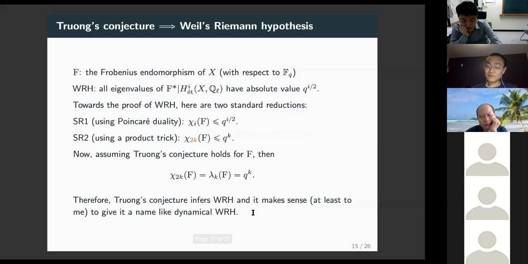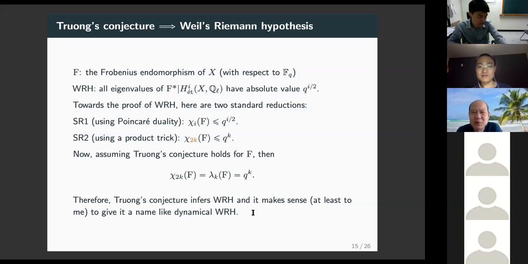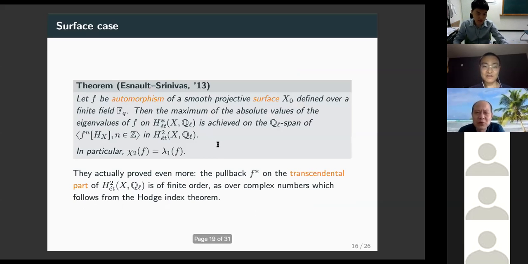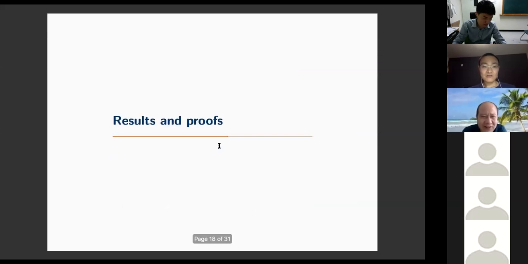Before I talk about the result part, are there any questions? Let me ask you a question. You know the paper by Esnault and Srinivas. They did the dimension 2 case, right? Yes, I know the Esnault and Srinivas paper. Which is here? Not yet. This is the result and proof.